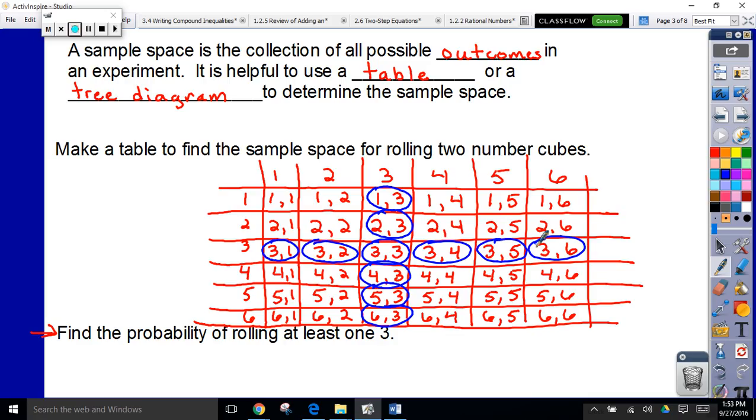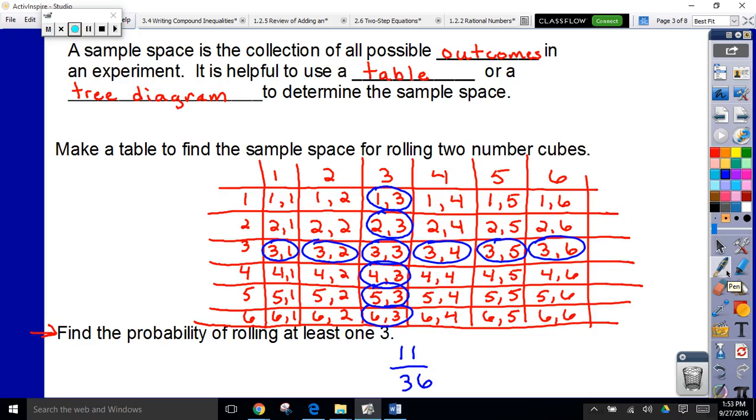Akasha, how many do we have circled up there? 11. So we have 11 circled. And can anyone tell me how many numbers are in the whole thing? You could do some quick multiplication. Thomas? 6 times 6. 6 times 6, which is? 36. 36. Okay, so the probability of rolling at least 1 3 is 11 out of 36.